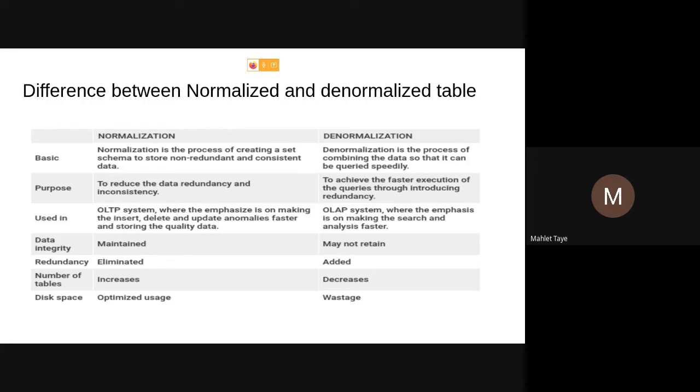And when we see from the number of tables, as we go down through the normalization process, or from the database perspective, there are a number of tables which are dependent on each other. But in the denormalized or warehouse database structure, you don't have that many tables. So the number of tables is decreased because redundancy is allowed. And from the disk space perspective, the database will optimize the disk usage, but in a data warehouse you have some wastage. So based on your use case, you can create either of the two mechanisms for your data model schema.